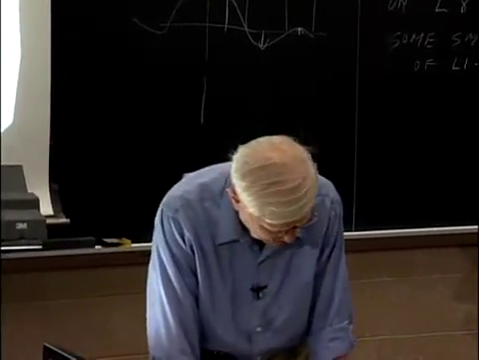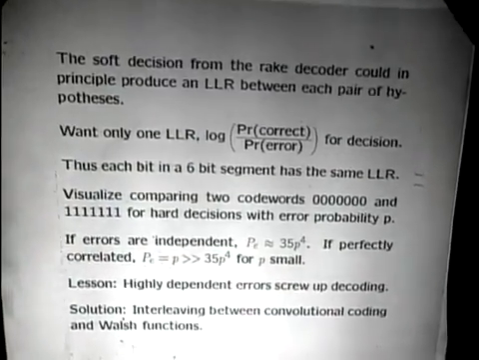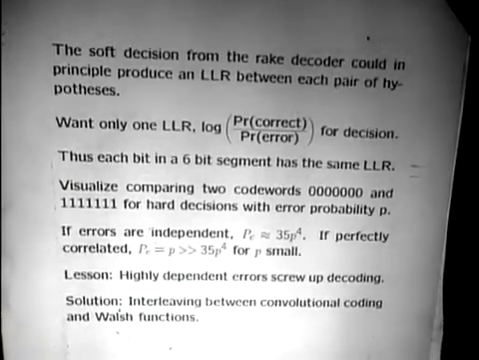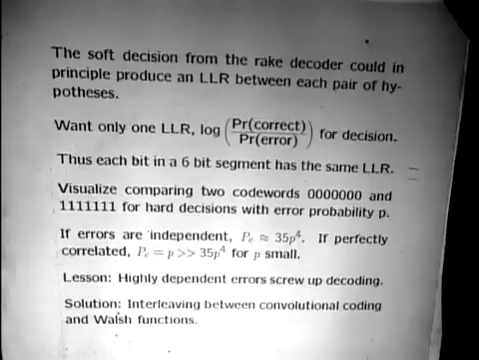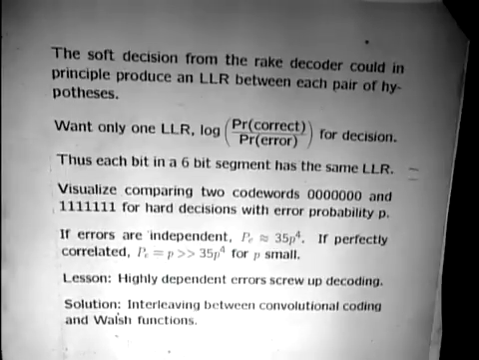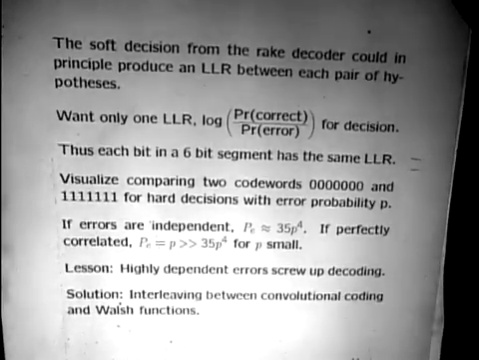Okay, final thing. I told you I wanted to talk about why we did scrambling. This rake decoder, in other words, this decision device, which every 6 bits tries to make a decision on these 64 different orthogonal waveforms.